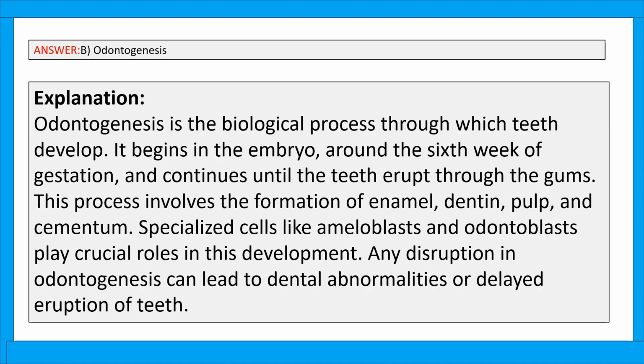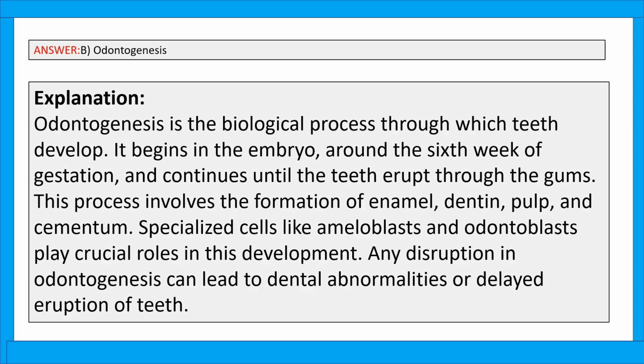Odontogenesis is a biological process through which teeth develop. It begins in the embryo around the sixth week of gestation and continues until the teeth appear through the gums. This process involves the formation of enamel, dental pulp, and cementum. Specialized cells like ameloblasts and odontoblasts play a crucial role in this development. Any disruption in odontogenesis can lead to dental abnormalities or delayed eruption of teeth.